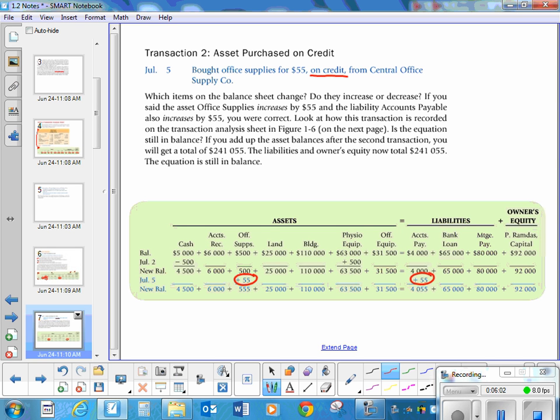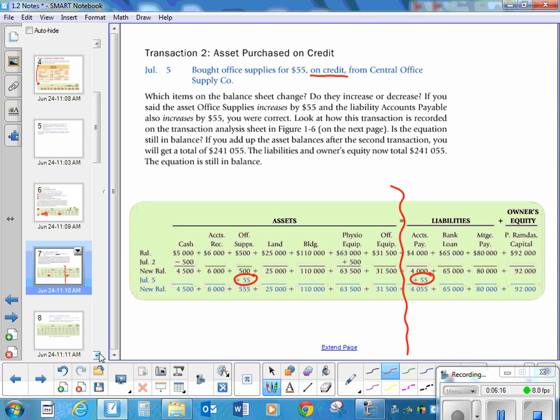And if you look at the equation, going from the left side to the right side, so if I were to draw a line straight through the equal sign, the left side went up 55 and the right side went up 55. Therefore, it's still in balance. So you know that you have done this correctly and you can keep on going.